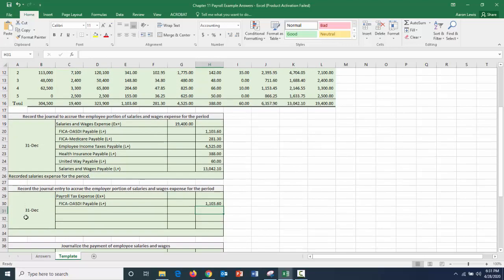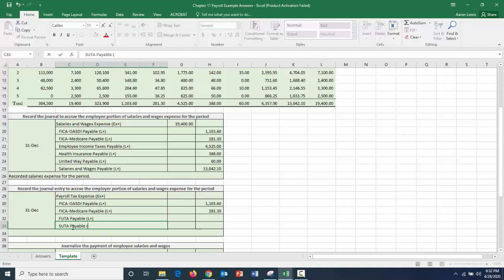So let's credit FICA Medicare payable, again for the same amount because we don't have to worry about any differences from employee bonus payments to Medicare. And then we have the two taxes that only employers pay, which is FUTA payable and SUTA payable.